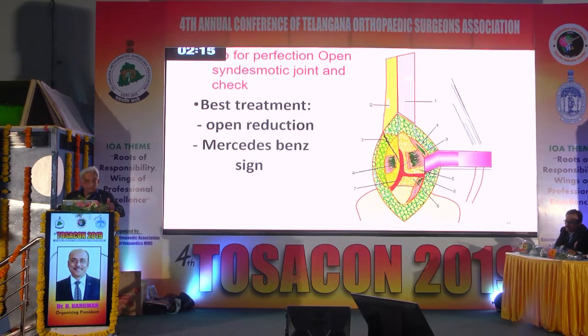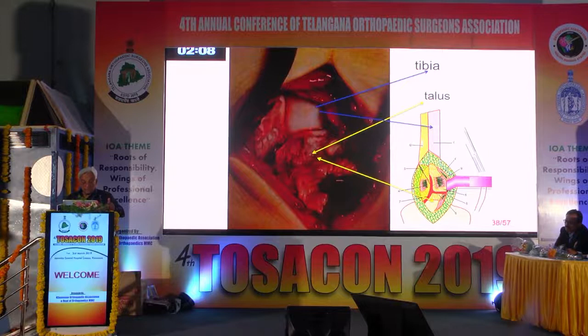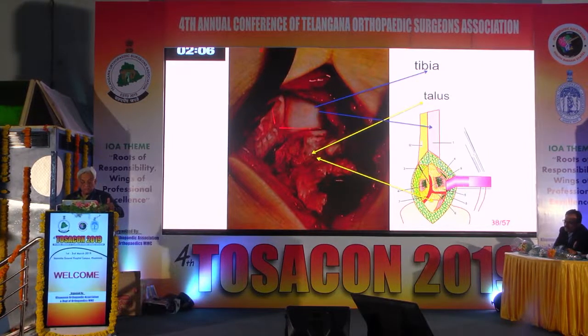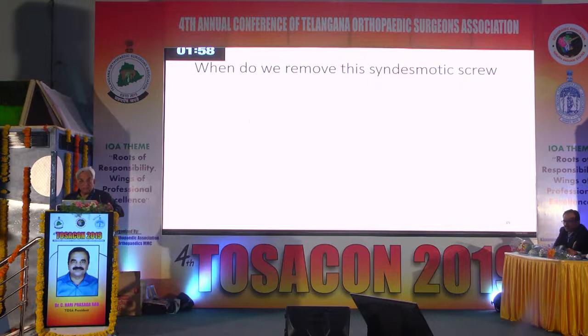Open, reduce, there is a Mercedes-Benz sign which is there. You see this Mercedes-Benz sign. This is what it is. This is the tibia. This is the talus. And this is the fibula. Now you know it is reduced properly. Once it is reduced properly, now you can fix up the K-wire. Then you can put the screws.